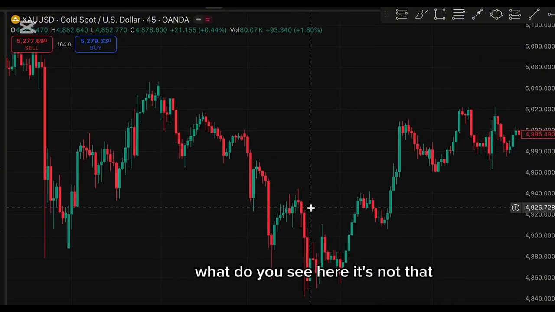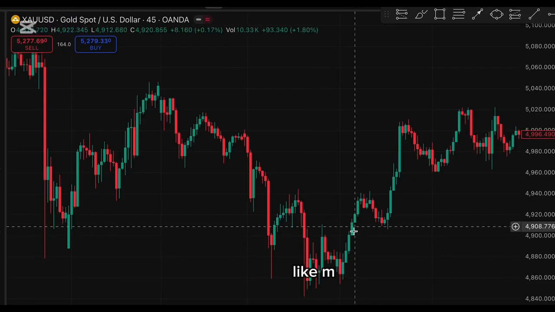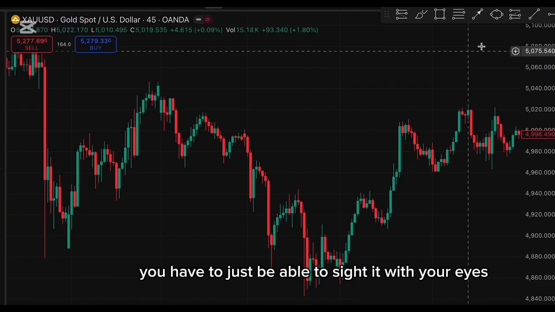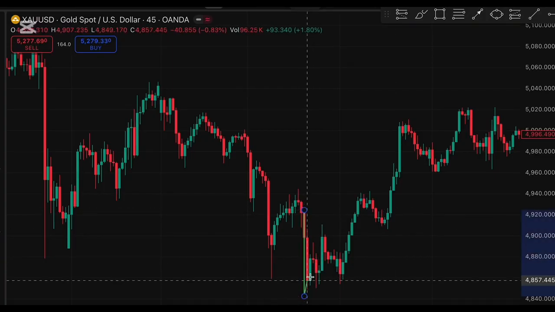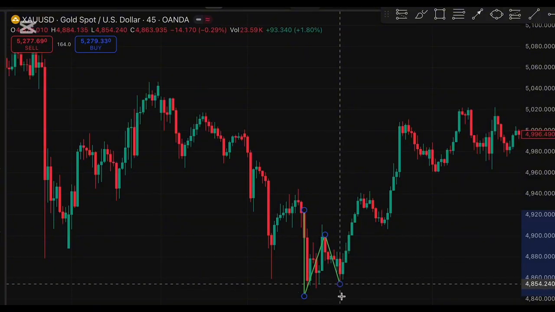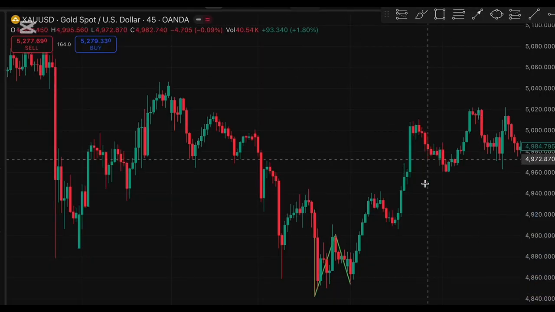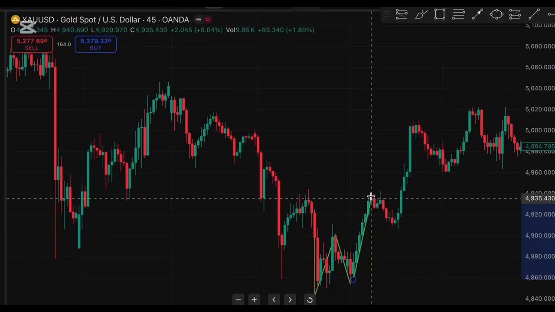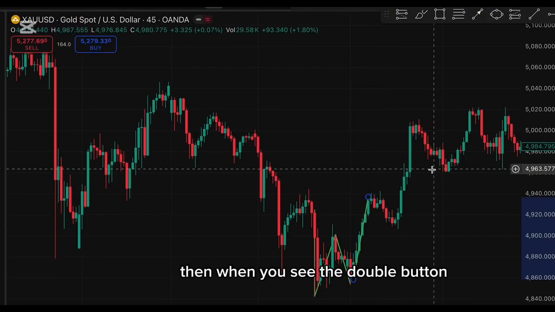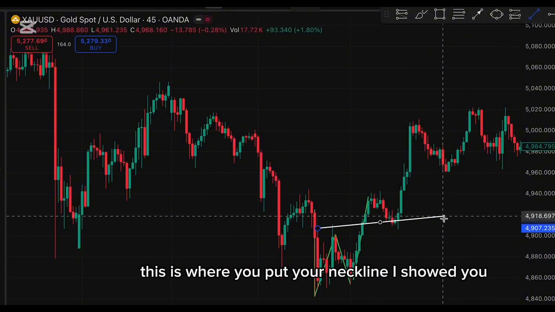What do you see here? Looking at it in the market doesn't mean it has to be exactly like M. You have to just be able to sight it with your eyes. What do you see here? This is the what? Double bottom. Then when you see the double bottom forming, what do you do? You put your neckline. This is where you put your neckline. I showed you.